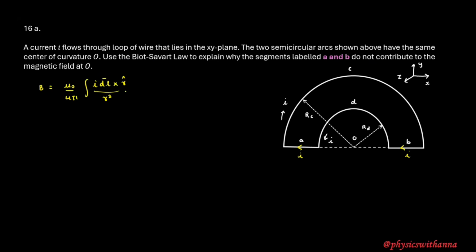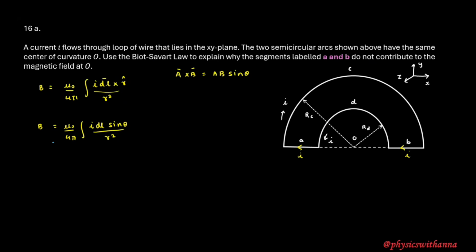Now this expression involves a cross product of the current element and the radial direction. And you can rewrite this as mu naught over 4 pi integral I dl sine theta over r squared, because the cross product of any two vectors, a bar cross b bar, is equal to the magnitude of A times the magnitude of B times the sine of the angle theta between them. Here the magnitude of I dl bar you can write as just I dl. r cap is a unit vector, its magnitude is 1, and the angle between them is theta.